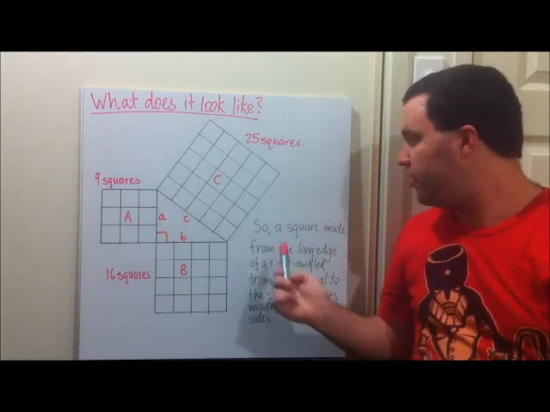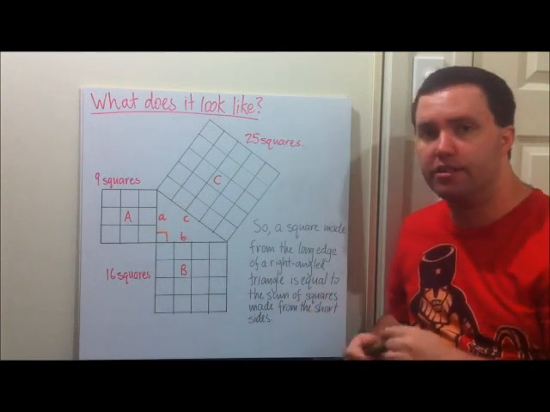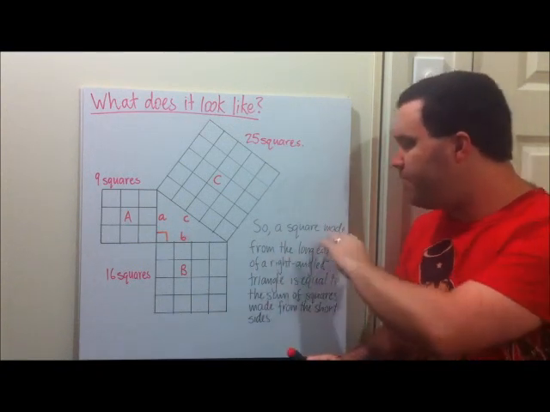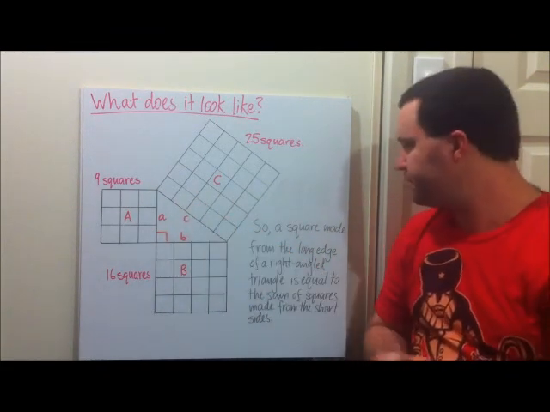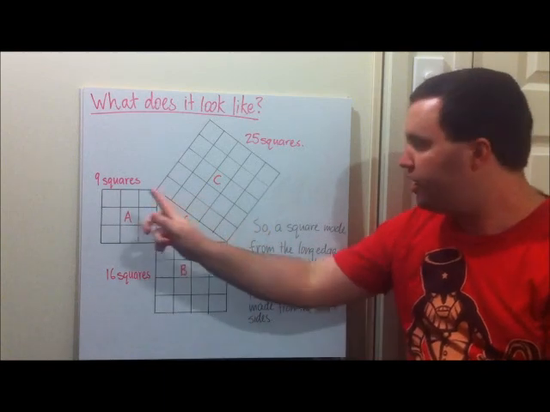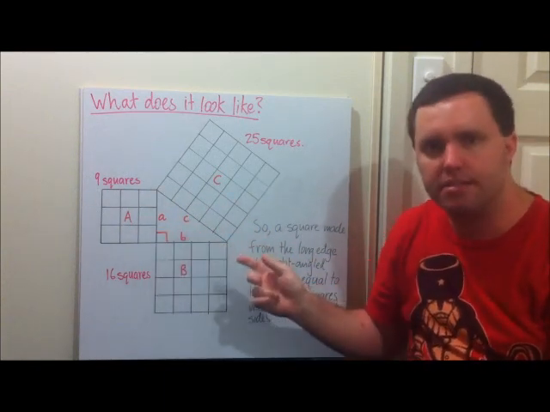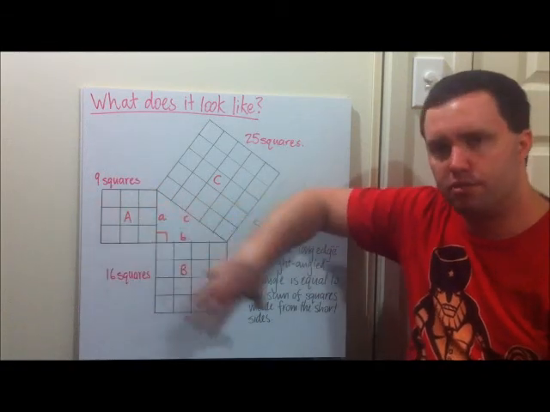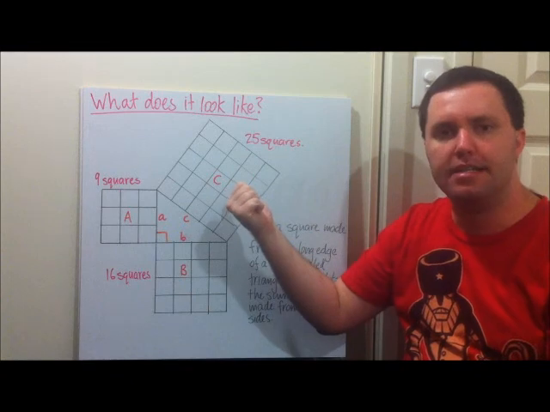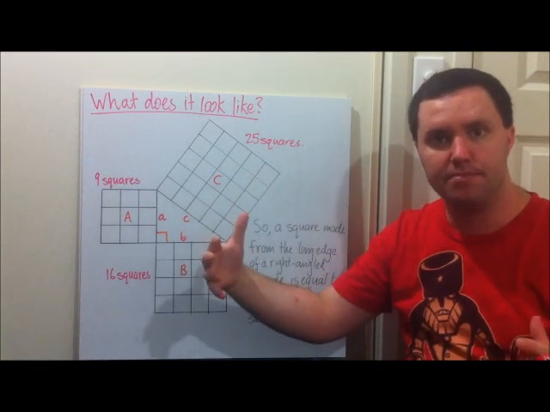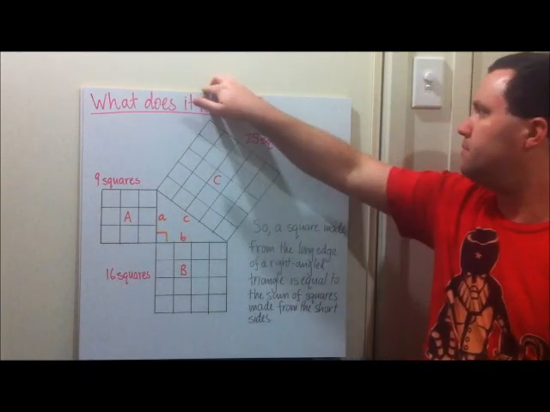Okay? So, this is the formal statement of the Pythagorean theorem. A square made from the long edge of a right-angled triangle is equal to the sum of the squares made from the short edges. So if you make squares of the short edges, smash them together, they'll add up to the same as a square made from the big edge. Okay? That's what Pythagoras' theorem looks like.